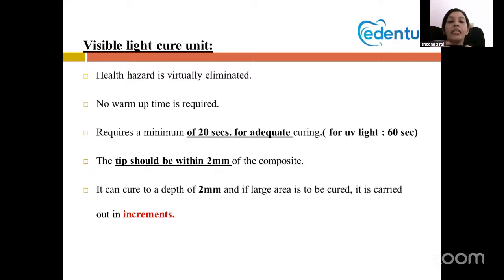Another important thing is that various health hazards have virtually been eliminated because of visible light cure. I am discussing this point because the question might be like which among the following is not true or false. What is the requirement? A minimum of 20 seconds for adequate curing, while in the case of UV light, it was 60 seconds. For visible light it is just 20 seconds, and we have to keep a distance of about 2 mm from the tip, and it can cure at a depth of 2 mm. That is why we do incremental curing.